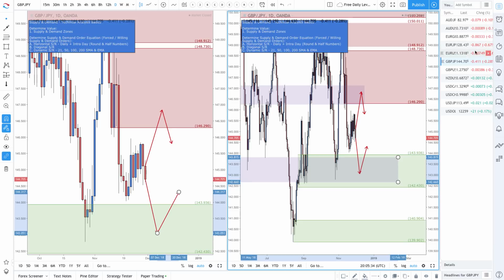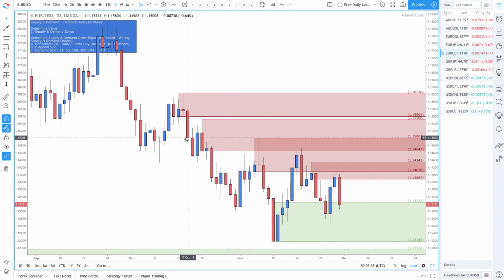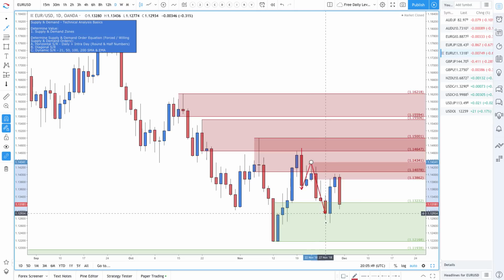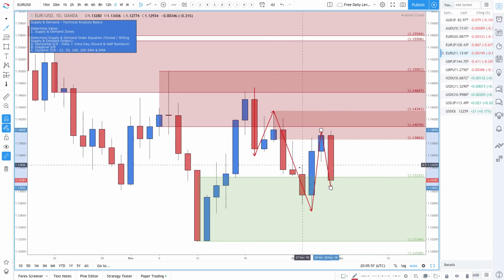Moving on to the dollar, euro dollar, and the euro dollar supply and demand. Prices did come up into this area here. We made lower highs, lower lows. I think I forgot to put this on last week's video, and I apologize for that, but there was a level here. As you make lower highs and lower lows, we know that lower highs are strong areas of supply, and you can see where prices came up into this level and then reacted.